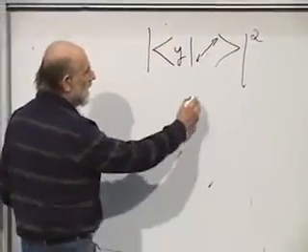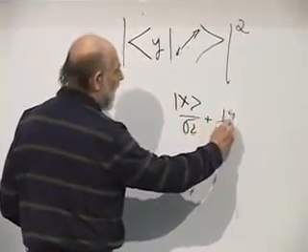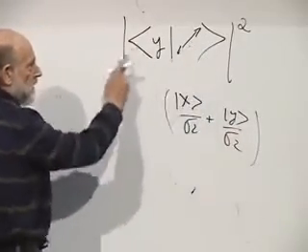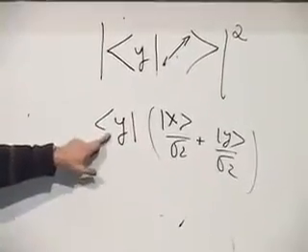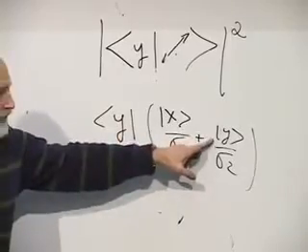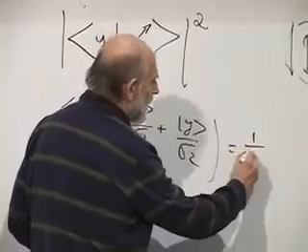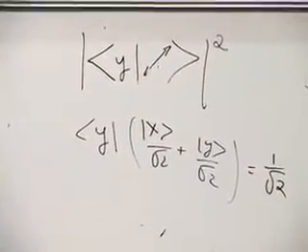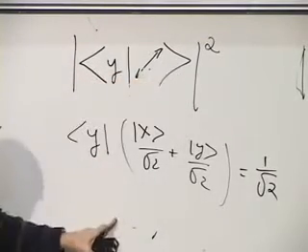This guy over here is x over square root of 2 plus y over square root of 2. That's this one. And this one over here is just y. Well, the inner product of y with x is 0. The inner product of y with y is 1. So the answer is 1 over the square root of 2. That's the thing before you square it. This is the amplitude. The amplitude gets squared to find the probability.